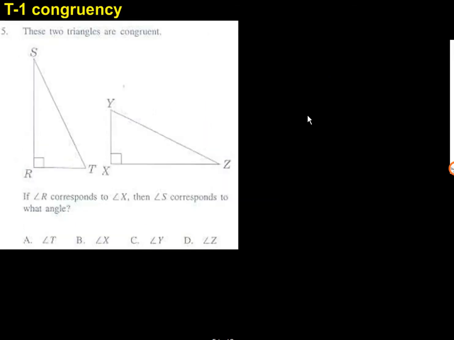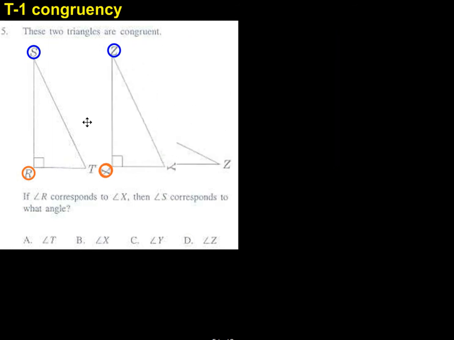And moving on to the congruency page, number 5, these two angles are congruent. If angle R corresponds with angle X, and we'll note that, angle R and angle X correspond with each other, so I use the same colors. Then angle S corresponds with which of these two? Well, the only trouble at all with this is the fact that this is lying on its side and this is standing straight up. So if we had the ability to turn this straight up, I think you would notice right away that S and Z correspond with one another. And so the answer has to be D.